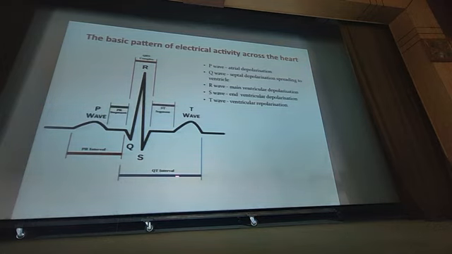The QT interval reflects cardiac electrical excitability: ventricular depolarization, then repolarization. So if the action potential is slow, there will be QT prolongation, as in long QT syndrome.